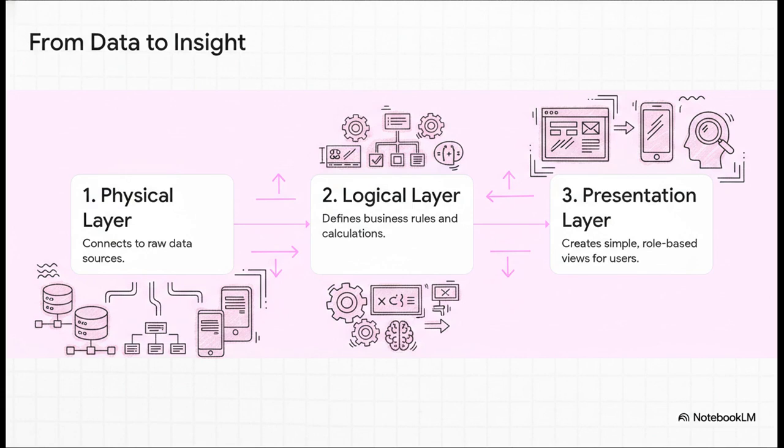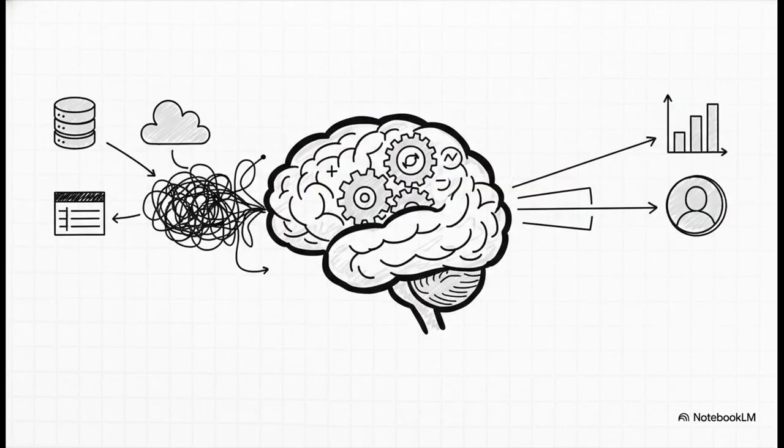You start at the bottom with the physical layer. That's what connects to all your raw data sources. Then you move up to the middle, the logical layer. This is where you build in all your business rules and calculations. And finally, right at the top, you've got the presentation layer, which gives your users those clean, simple views they can actually work with.